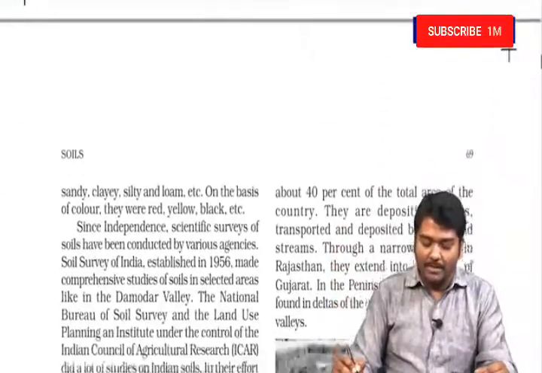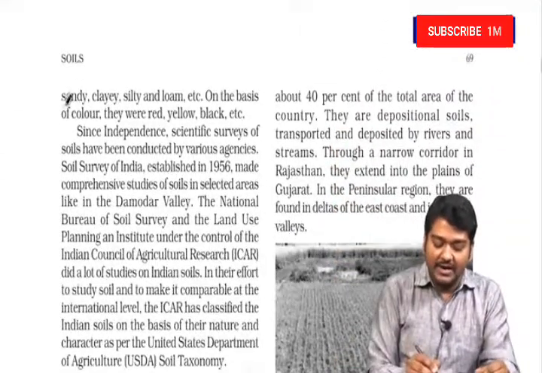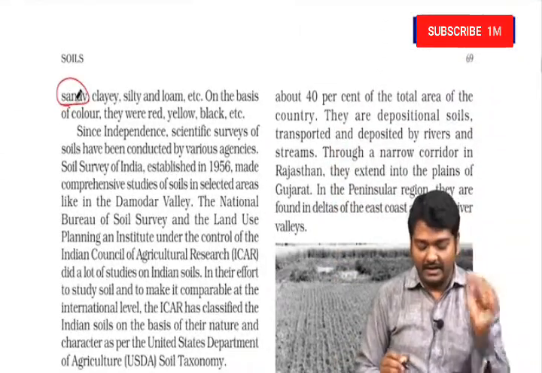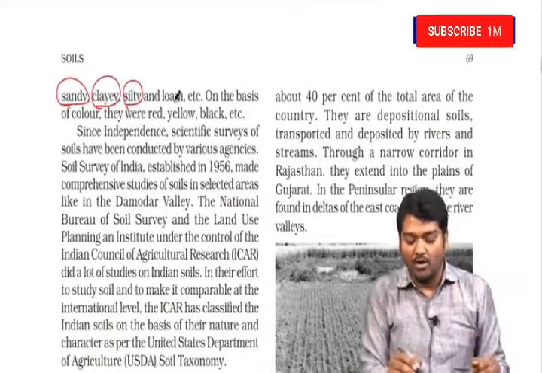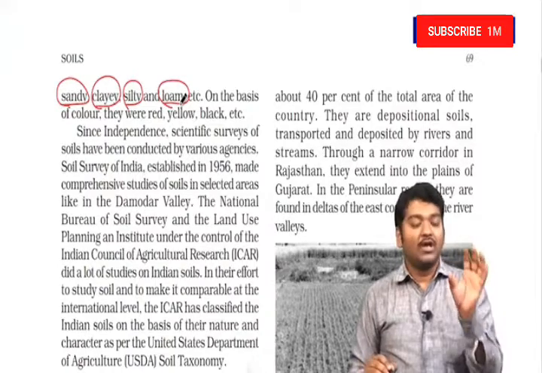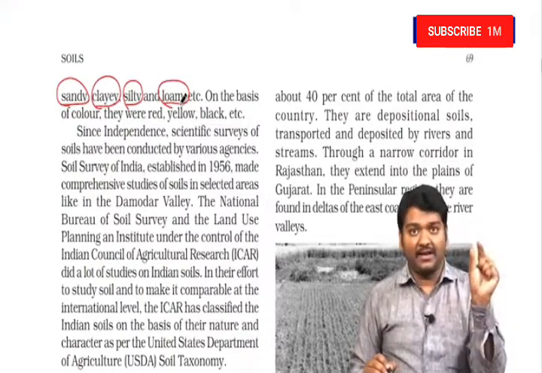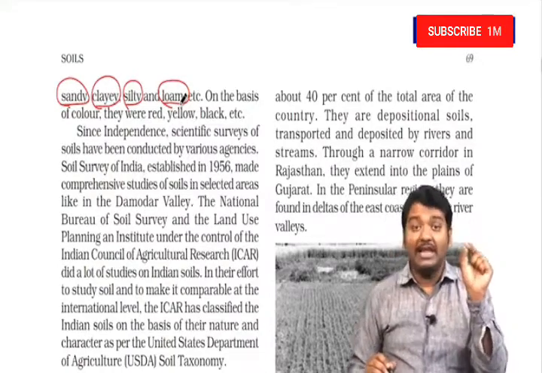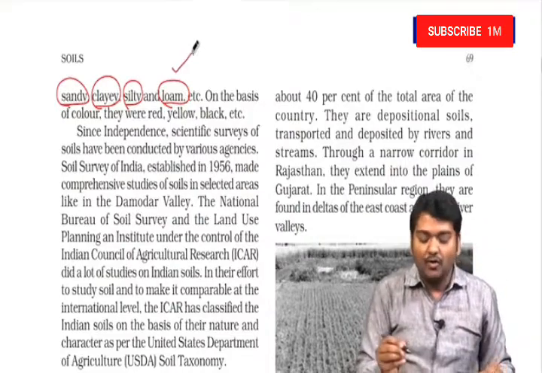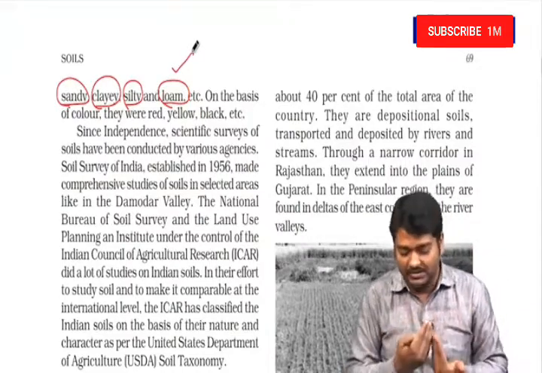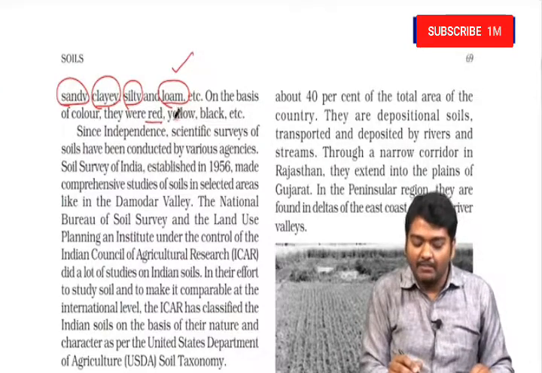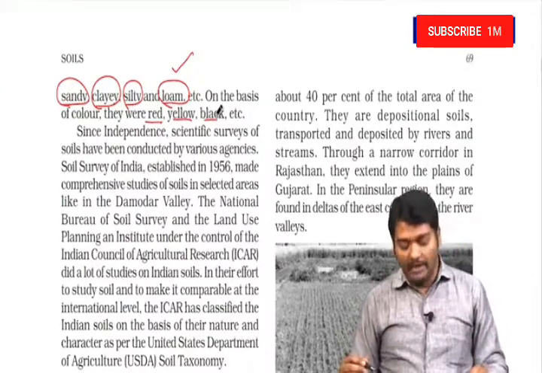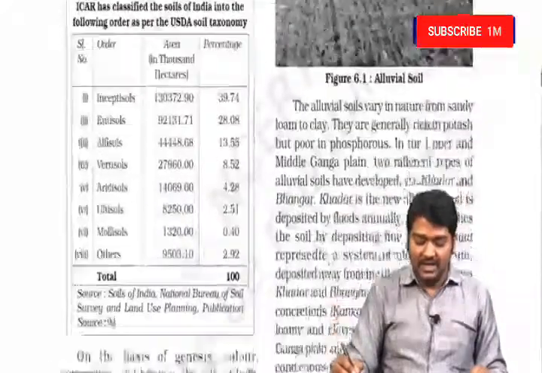And then on the basis of size, it is divided into sandy, bigger particles; silty, smaller ones; clayey, very small; and loam, which is a mixture. So, bigger is sandy, silty in between, clayey very small. And then you have loam, which is a mixture of all this, right? On the basis of color, it is differentiated into red, yellow and black, right? So let us see this in detail.